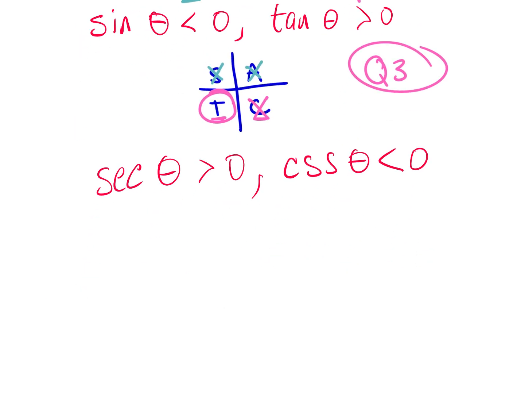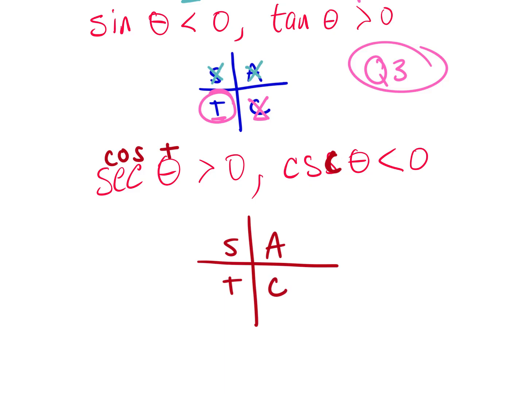So let's look at the next one. Secant, it gives us the reciprocal functions here. Secant is the reciprocal of which trig function? Cosine. So it says cosine is greater than 0, so cosine is positive. In our all students take calculus, which two quadrants would cosine be positive in?